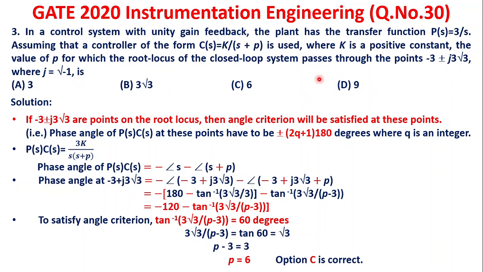So the question is, what should be the value of p in order to have root locus to pass through the points -3 plus or minus j 3 root 3. Anyway, controller, and this is the plant transfer function. Therefore, total forward path transfer function, loop transfer function is P of s into C of s. That is 3k by s into (s plus p).